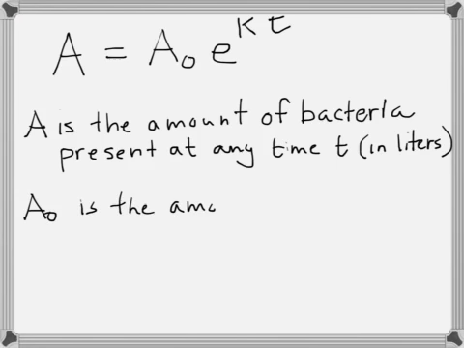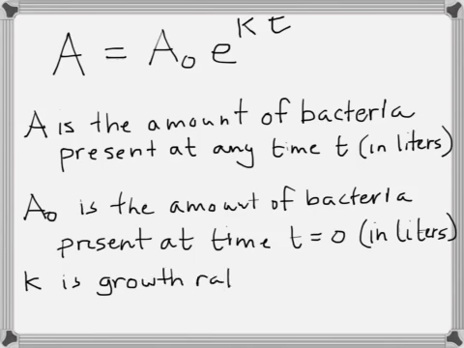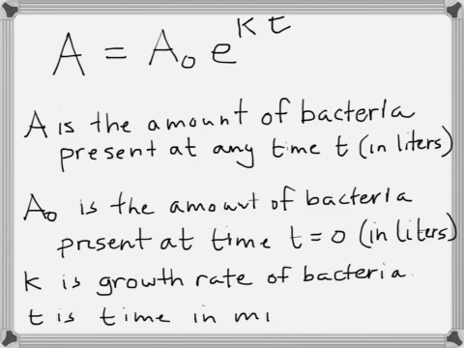And the next one, A0, that's how much bacteria is present initially, in other words at time 0. So how much bacteria you start off with. So we'll need to figure out what that is to be able to work this problem. K is the growth rate of the bacteria, so that tells you how much the bacteria is going up or down. In this case it's increasing. And T is the time, and in this particular problem it's measured in minutes.